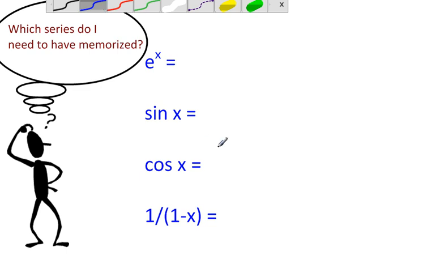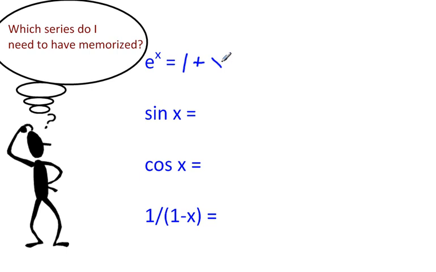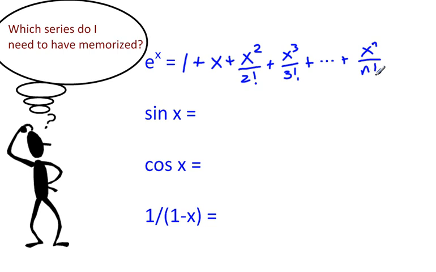So let's start with e to the x. One way to remember is if you think of your function e to the x, it's always increasing and always concave up, and everything is just so positive about it. So we start at 1 plus x plus x squared over 2 factorial plus x cubed over 3 factorial plus dot dot dot plus x to the n over n factorial is our general term.